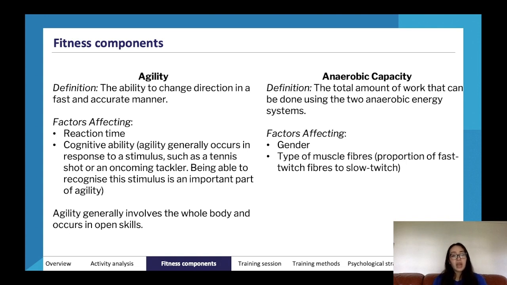Some factors which can affect agility include reaction time. Obviously, if you react faster, you're able to be more agile and change direction quickly. Another one can be cognitive ability. Agility generally occurs in response to a stimulus, such as a tennis shot or an oncoming tackler. Being able to recognize the stimulus is an important part of agility.